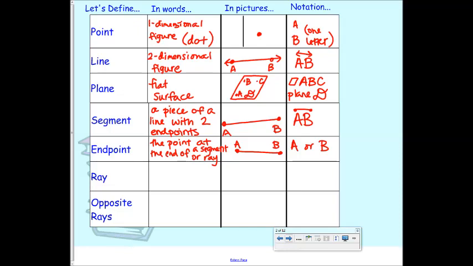Does anyone know what a ray is? Yeah, it has one endpoint, and then the other way it goes how long? Forever. So what do we put at the other end of it? An arrow. So it would look like this. Starts with A, goes through B, and then goes on forever. So one endpoint extends forever the other way.